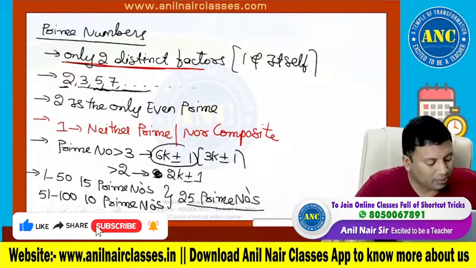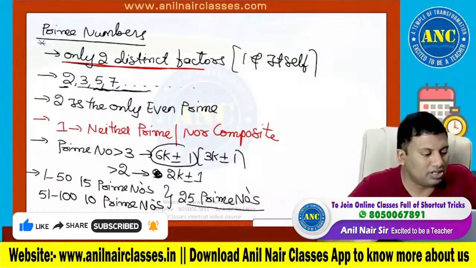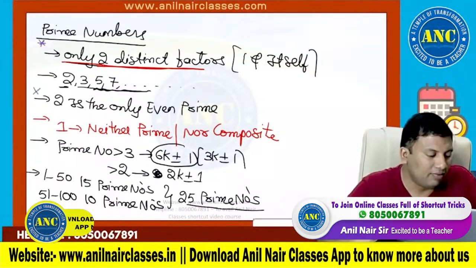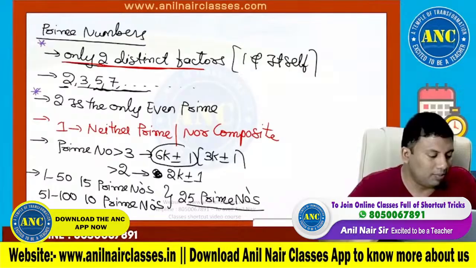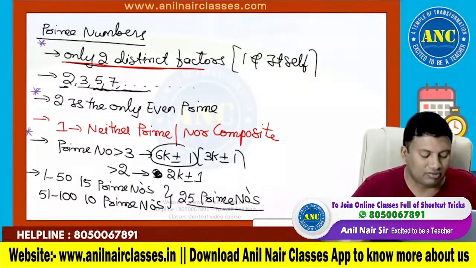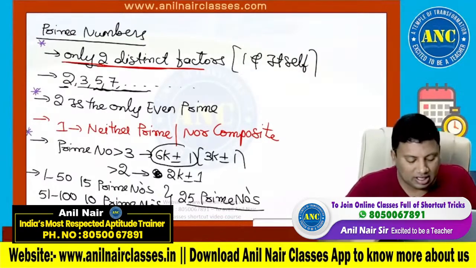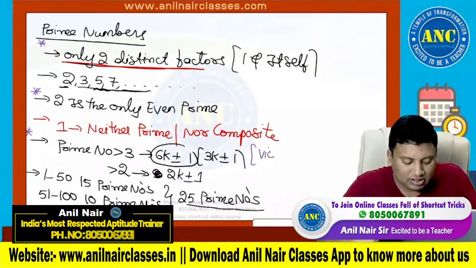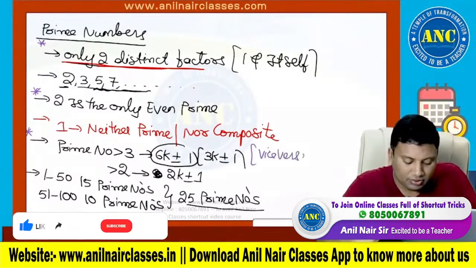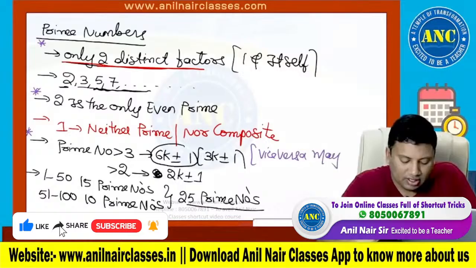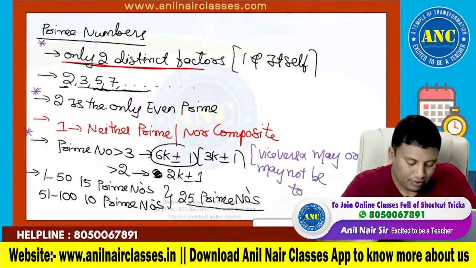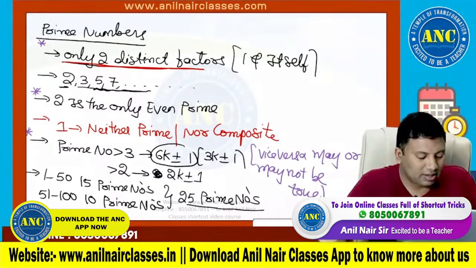Now, based upon these key points, let us solve a lot of problems. Every prime number greater than 3 is of the form 6k plus or minus 1. The converse may or may not be true. Right? 6k plus or minus 1.